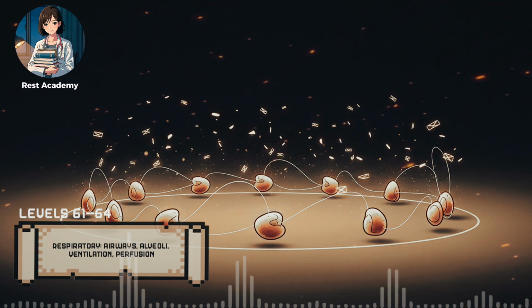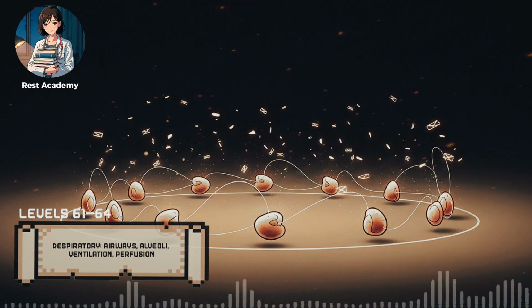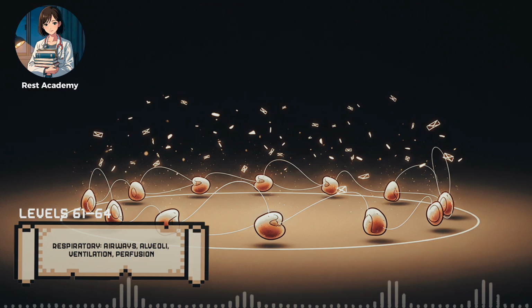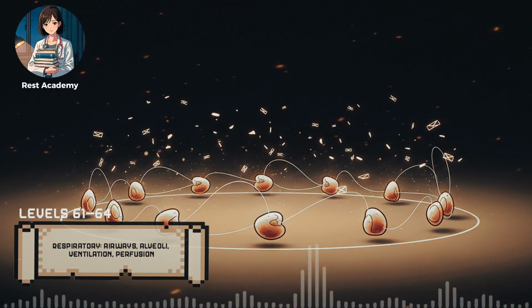Perfusion delivers blood to the alveoli. The pulmonary arteries carry deoxygenated blood from the right ventricle to the lungs, branching alongside the airways. Pulmonary capillaries surround alveoli closely, forming an efficient interface. After gas exchange, oxygenated blood returns to the left atrium via pulmonary veins. The pulmonary circulation is low pressure and low resistance, accommodating increased flow with little rise in pressure.